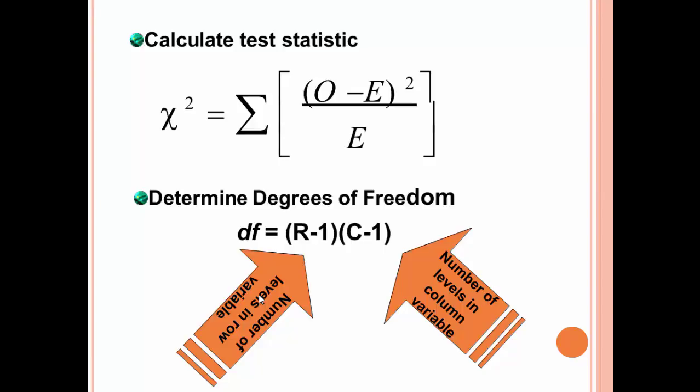Calculate the test statistic. Chi-square equals the summation of O minus E whole squared, divided by E, the expected frequencies. Then we determine the degree of freedom, represented by df, which equals (r minus 1) multiplied by (c minus 1), where r denotes the number of levels in the row variable and c denotes the number of levels in the column variable.